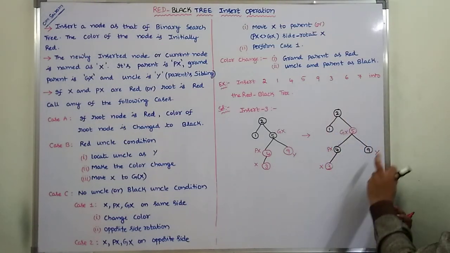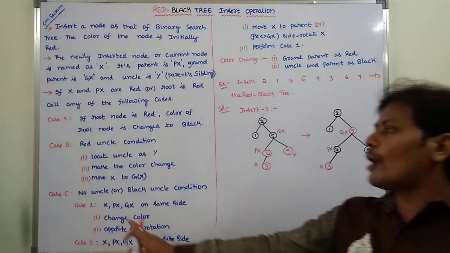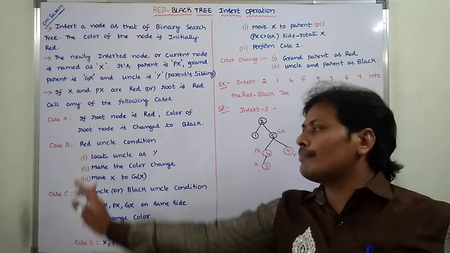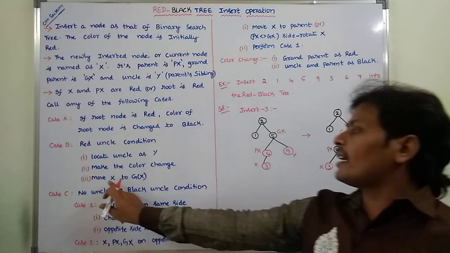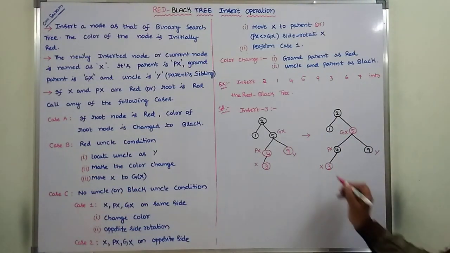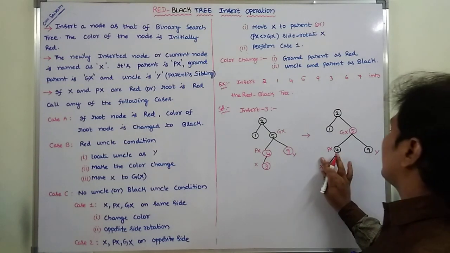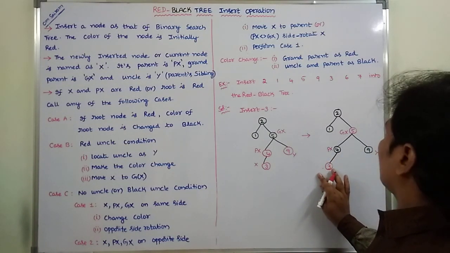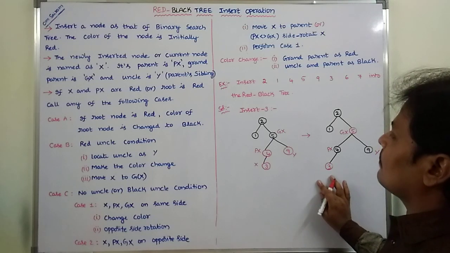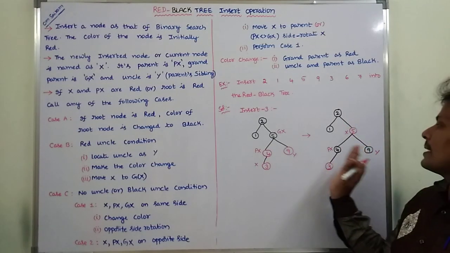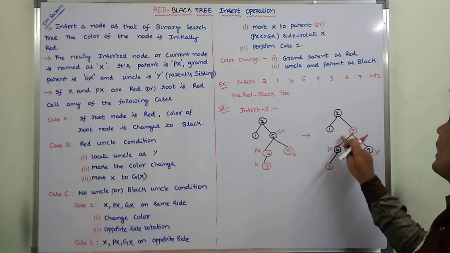Okay, now this is the tree we are getting after performing case B, first step and second step. Next, make x to g of x. Here this is x, it can be changed to make x to g of x. So now this is the red black tree we are getting.